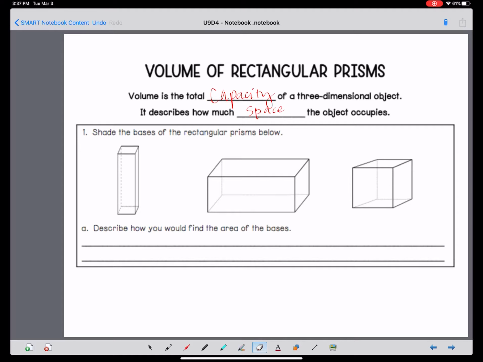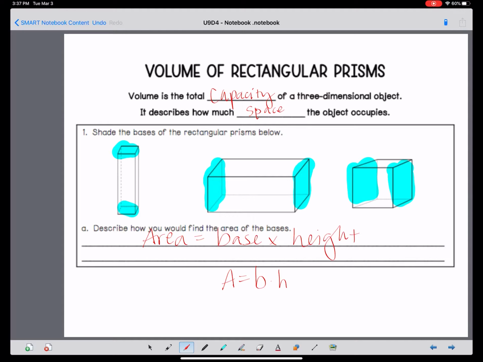All right, this says to shade the bases of the rectangular prisms below. So this would be a base and this one. Our bases are always the end pieces. You could pick these end ones and this one right here, because it's a cube, all sides are the same. So describe how you would find the area of the bases. Well, all of the bases are rectangles, so to find the area, you have to use the formula area equals base times height. You guys know this by now as B times H.